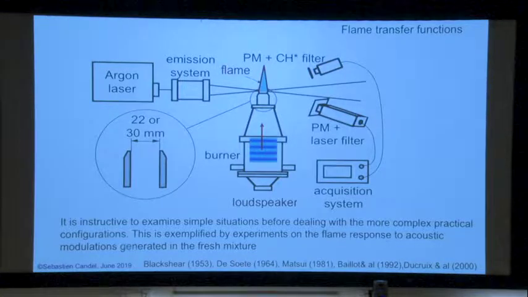Experiments of that kind started very early. For example, Blackshear in 1953. So there is a continuation, but little by little we got better hardware: cameras, photomultipliers, microphones of higher quality, and especially digital data acquisition.